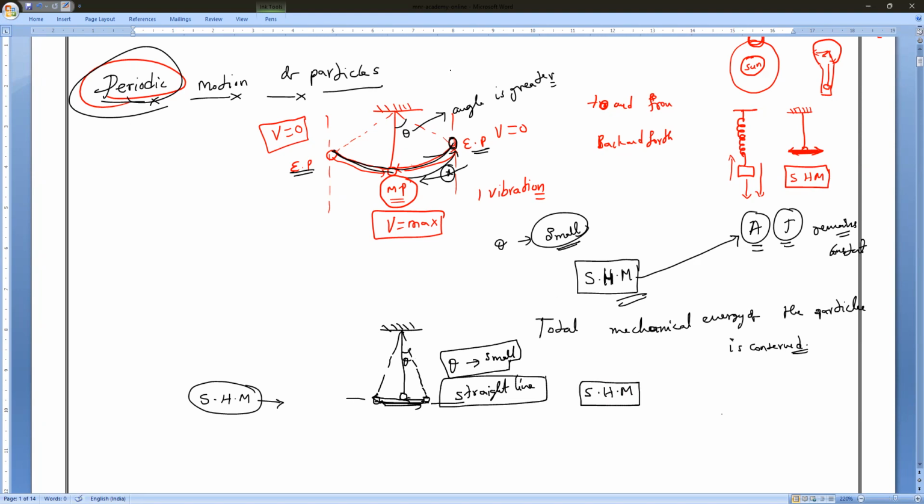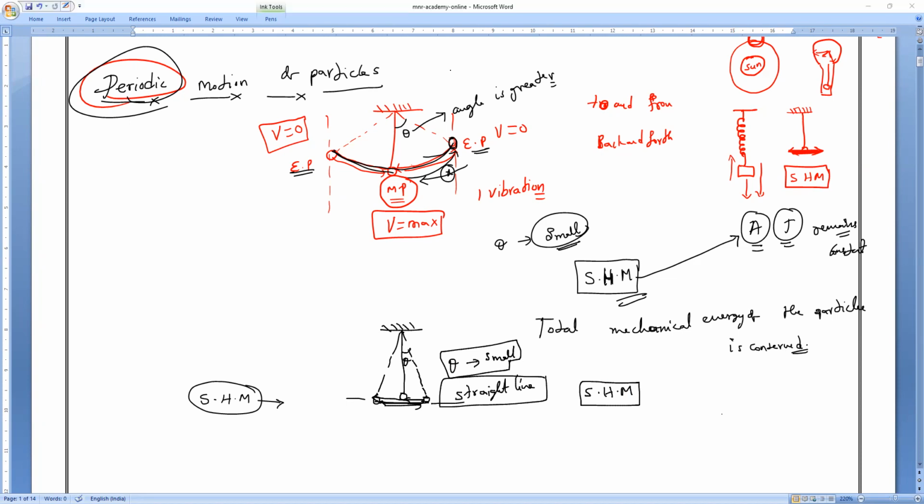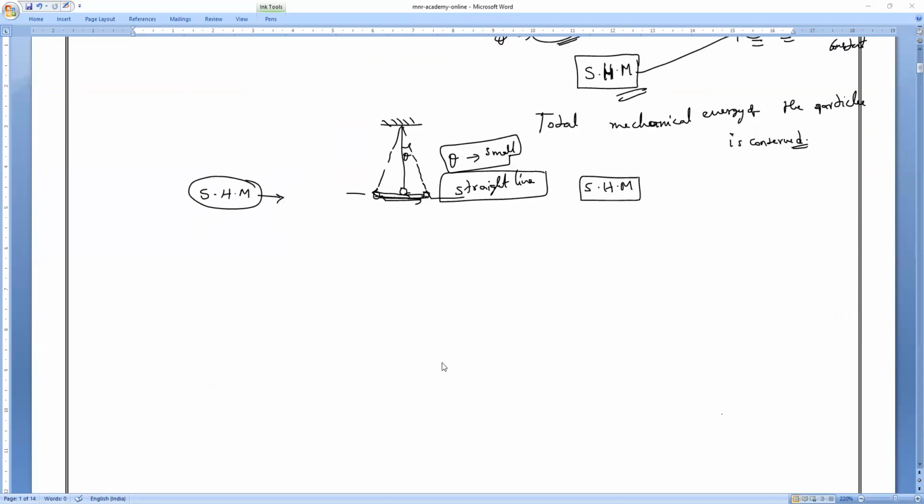This pendulum is one example of SHM. You can also take a vibrating string or a vertically vibrating spring. To and fro motion. The amplitude and time period remain constant. That is what you have to remember. Clear?